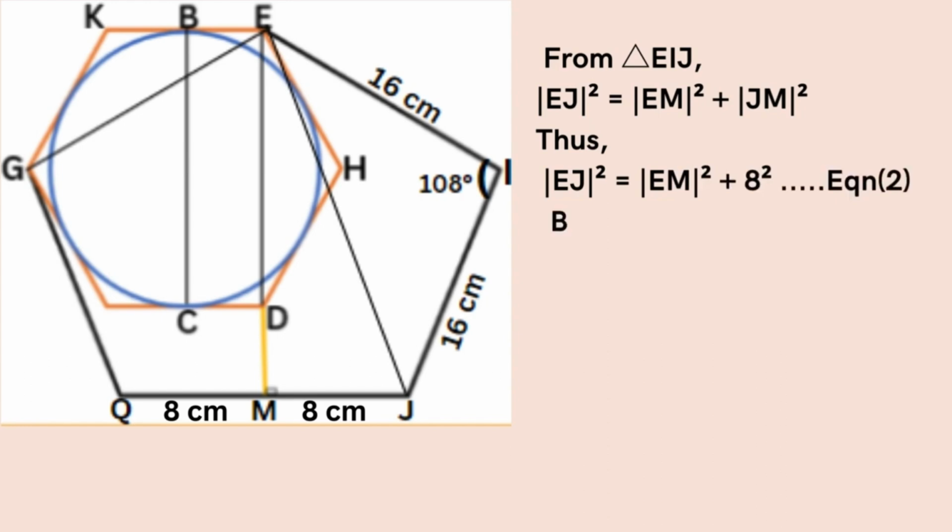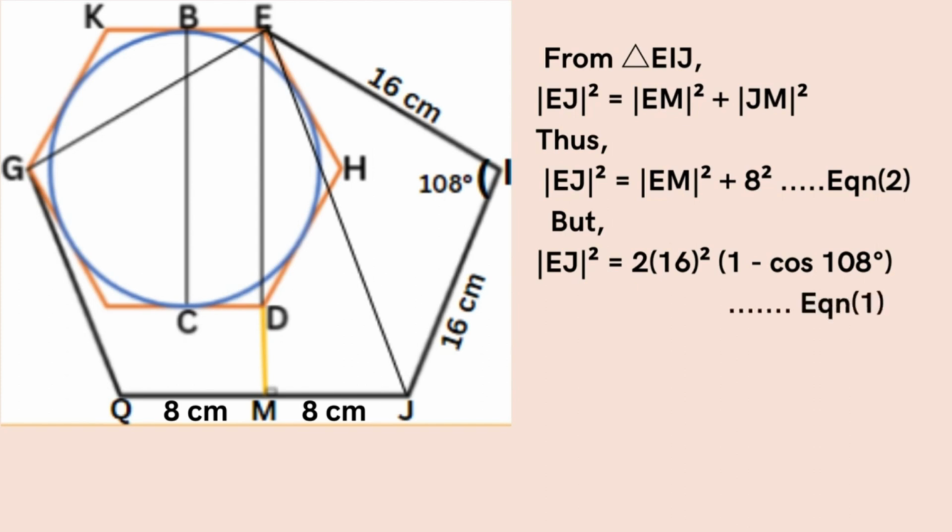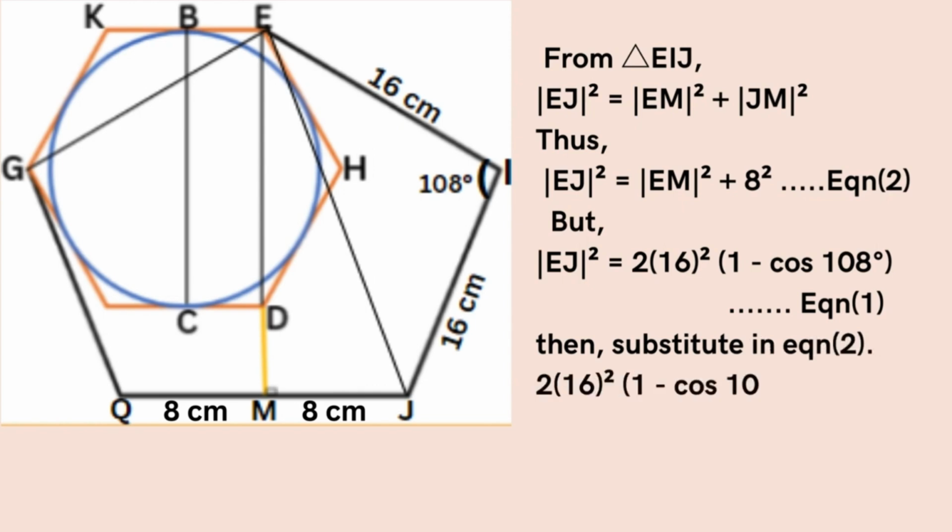From triangle labeled EMJ using Pythagoras theorem, we have that the square of line EJ equals the sum of the square of line EM and the square of 8. We call it equation 2. Recalling the value of equation 1 and substituting it in equation 2, rearranging the equation, we can now solve for the square of the line EM.